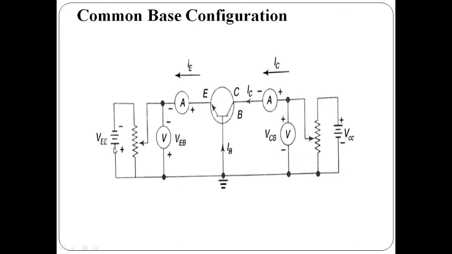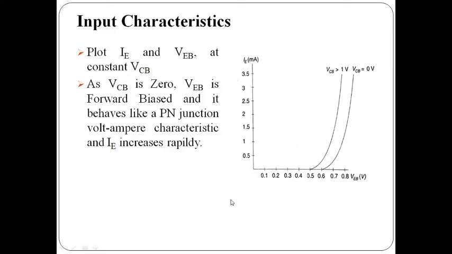For applying the biasing voltage, we are going to use two sources: one on the input side, another one on the output side. Now let us look at the input characteristic curve and output characteristic curve of a common base configuration. The input characteristic curve is a plot between the VEB voltage versus the IE current, with VCB remaining constant.